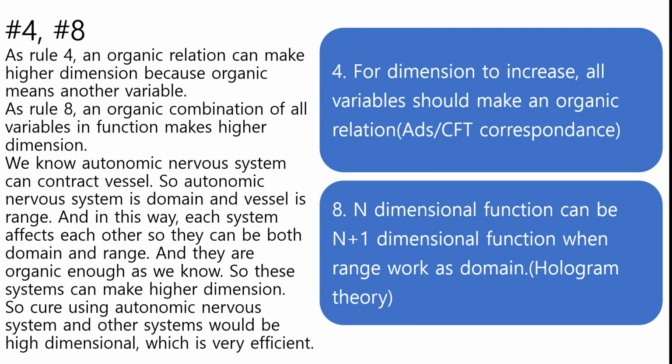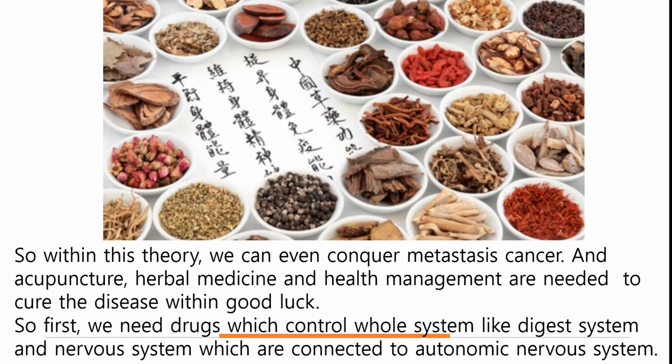We know the autonomic nervous system can control vessels, so the autonomic nervous system is the domain and the vessel is the range. In this way, each system affects each other, so they can be both domain and range. And they are organic enough, as we know, so these systems can make higher dimensions. So a cure using the autonomic nervous system and other systems would be high dimensional, which is very efficient.